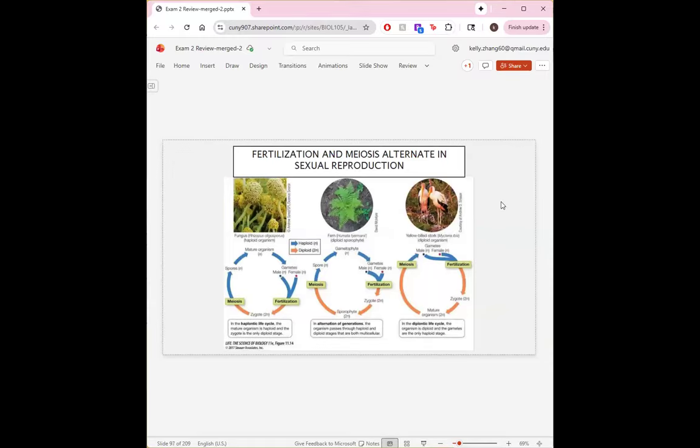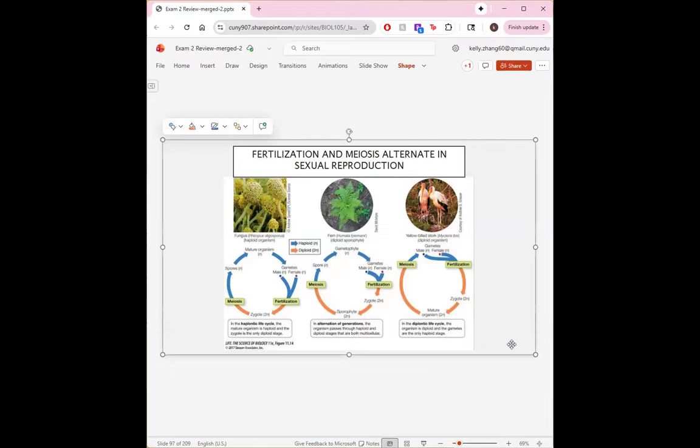I think this is the last thing. Fertilization and meiosis alternate in sexual reproduction. Both haploid and diploid bodies can undergo mitosis, but only diploid can undergo meiosis. Most of our bodies, or all of our bodies, are made from diploid cells. So we have diploid bodies, but there are some plants and fungi that have haploid cells, so their entire bodies, or the vast majority of their bodies, are made from haploid cells.